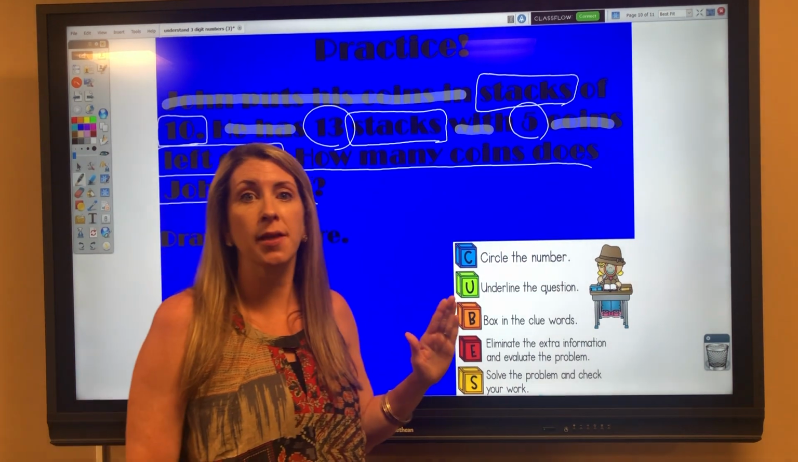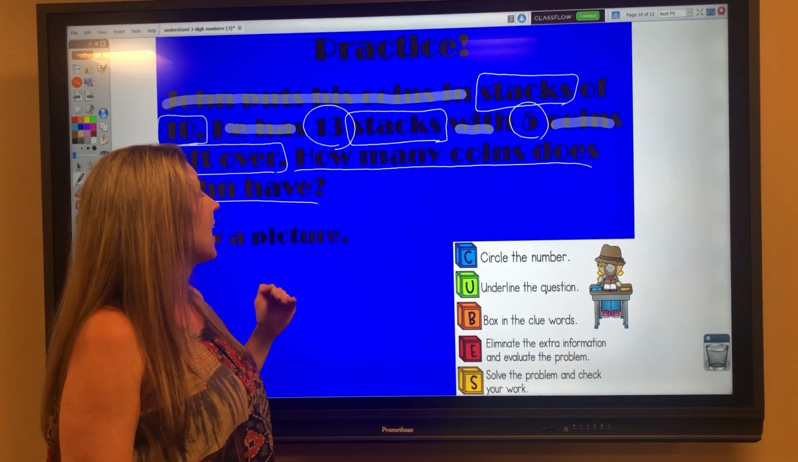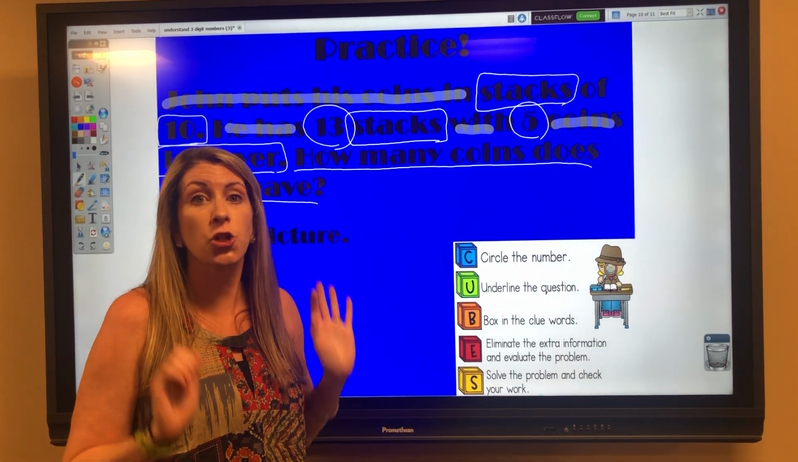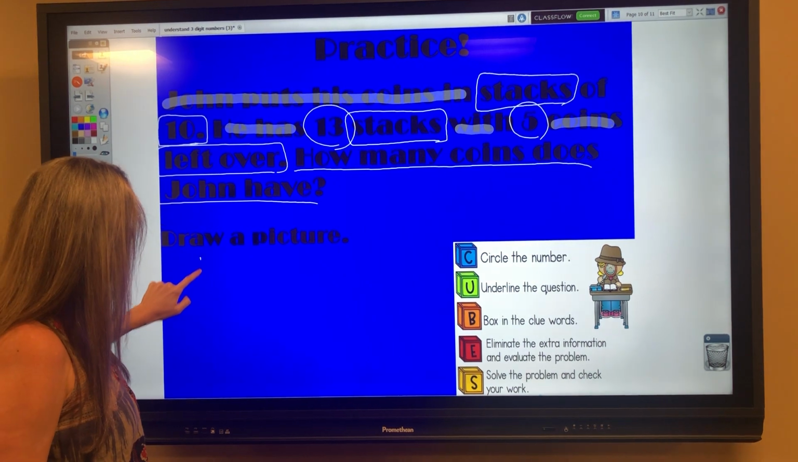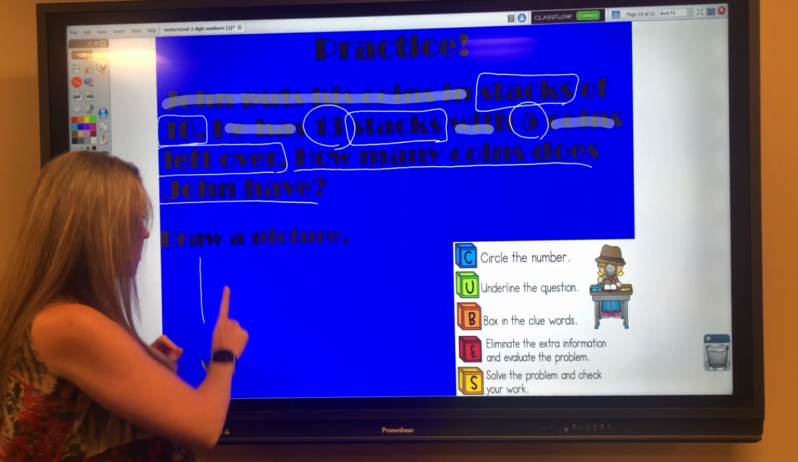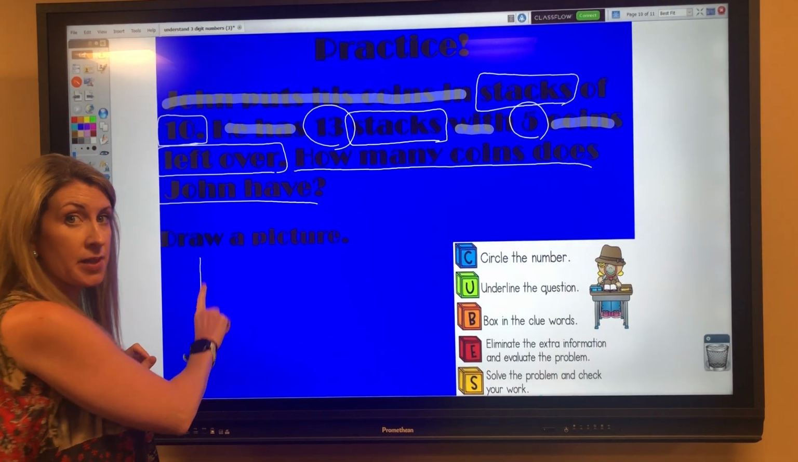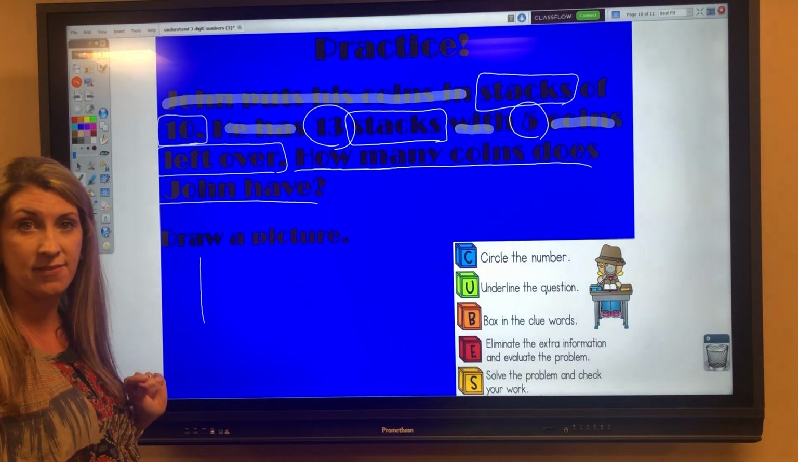And let's start drawing a picture of what we see. If John's putting his coins in stacks of 10, he has 13 stacks of 10. Instead of drawing a 10 rod, I'm going to draw a tally mark to show a 10. And he puts them in 13 stacks. So I'm going to draw 13 of these.